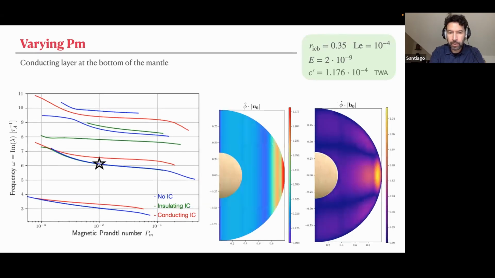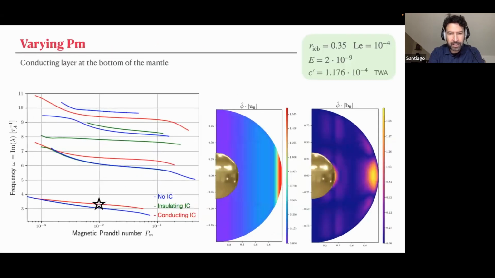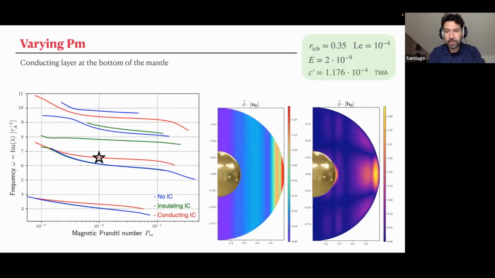This is the insulating case. The lines overlap; the green is just under the blue. This is the insulating part, and this is the conducting one. So you see that the modes are very different. This is the second harmonic, and again the same situation happens. The mode is pushed away from the inner core, away from the tangent cylinder, and there is an intense patch of magnetic field near the inner core.